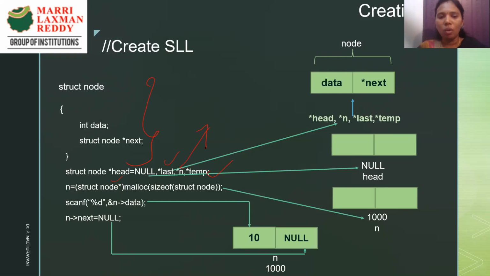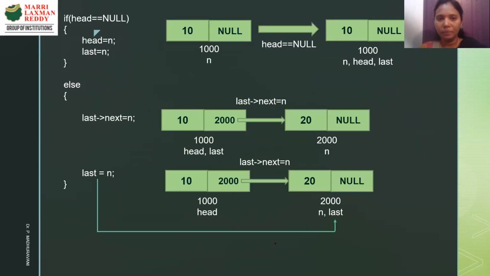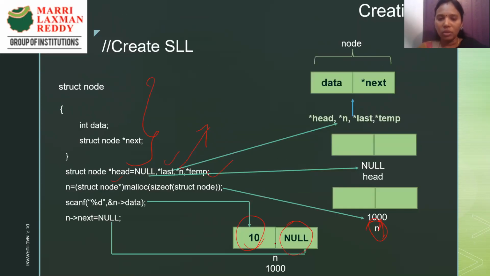Okay, so just like what we discussed, the allocation and the insertion of data, in a similar way, allocate memory by using malloc, and whenever you are allocating memory, that address should be referred with n. Then insert the data into the data part of n as n arrow data. And then make the next part as null. Now this is the way of creating a new node, allocating memory, inserting the data value into the new node and making the next part as null.